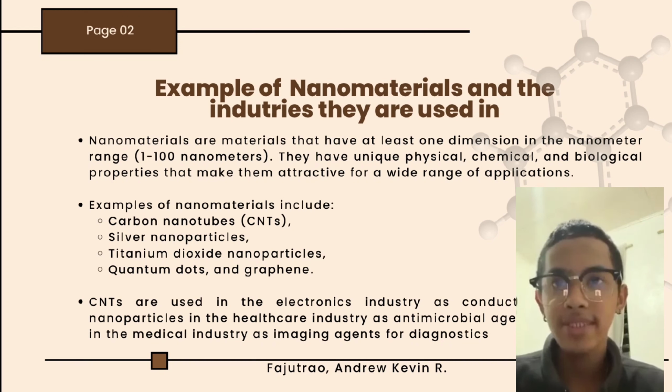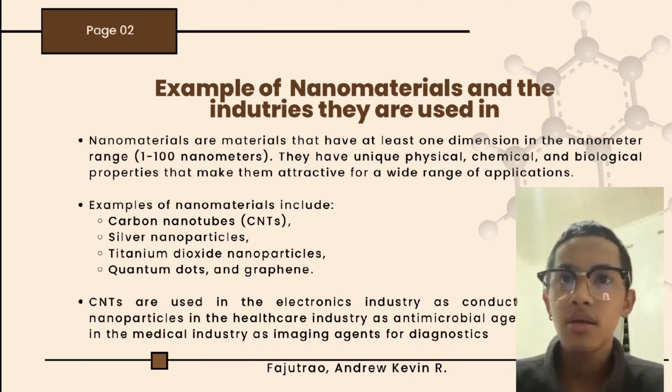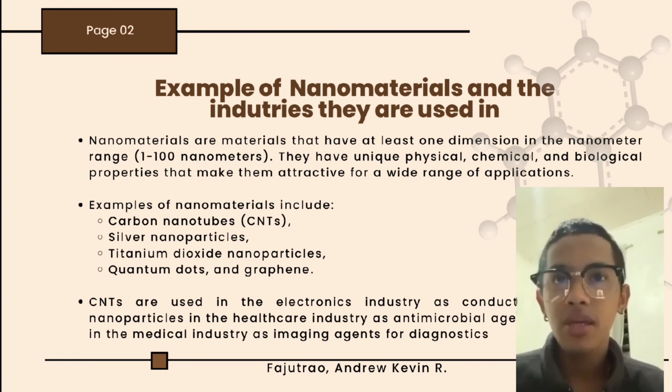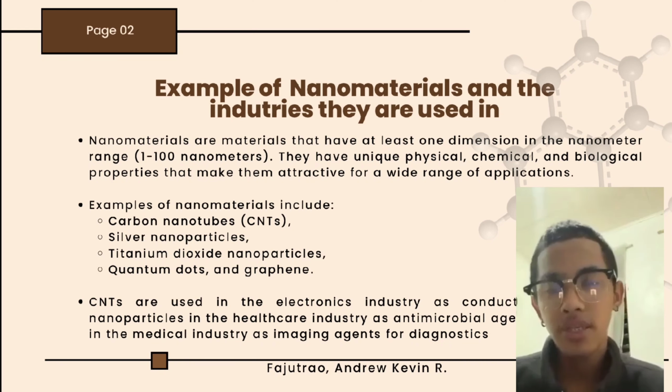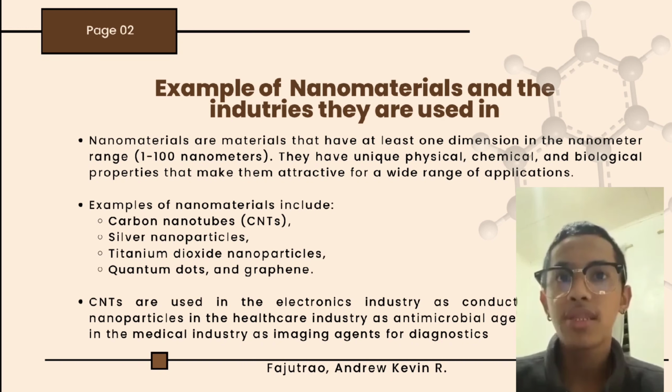And the last one is graphene. So graphene is a two-dimensional material made of carbon atoms arranged in a hexagonal lattice pattern. It is one of the tiniest and strongest materials known, with a thickness of only one atom and tensile strength more than 100 times greater than steel.